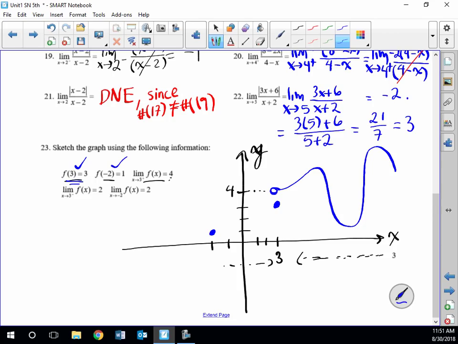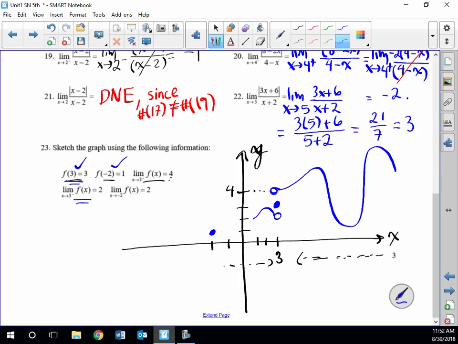And so I'm going to have to do the same thing coming from the left-hand side for this piece. So coming from the left, my function should end at 2, so I'm going to put another hole there. You can make something crazy happen in the middle, but I'm going to stop short because I think this next limit might tell me what I need to do for the rest of it. Let's check.